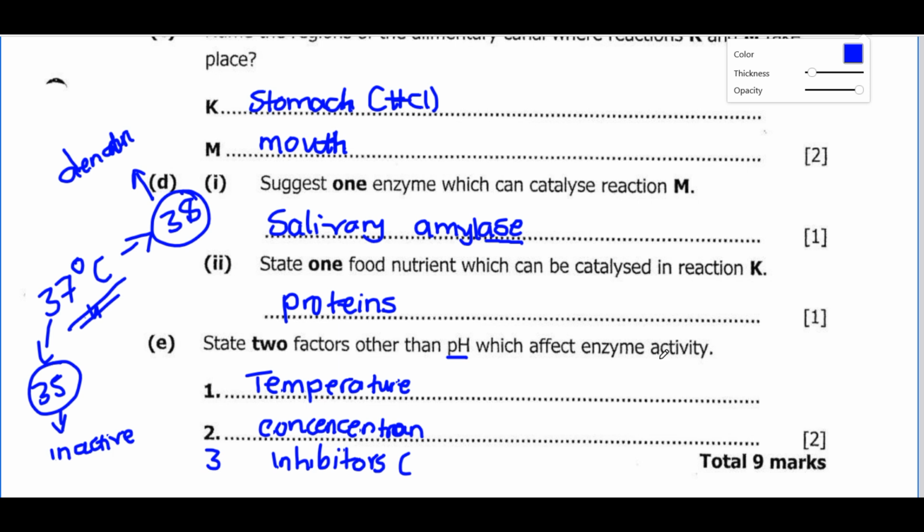So the only difference is that the competitive, they compete with the substrate. Instead of the substrate fitting on the active site, the inhibitors now will fit on the active site, preventing the substrate from combining with the actual enzymes. Then the non-competitive inhibitors, they just make the shape of an enzyme to change. So you need to remember that.